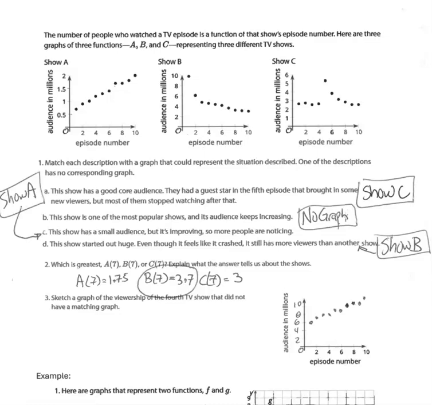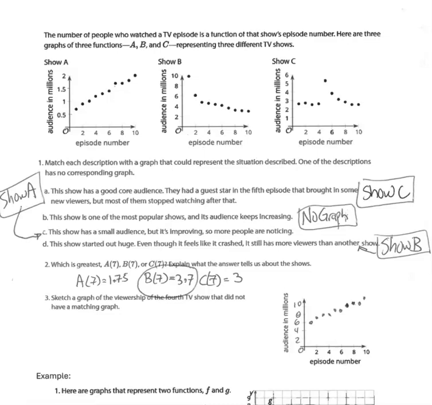So the one that was a dead giveaway is one of them is talking about, it says, the show has a good core audience. They had a guest star in the 5th episode, which brought in some viewers, but then most of them stopped watching after. I could see that one of those graphs had that point that was popping up at 5 episodes, and that was C. So that was that.